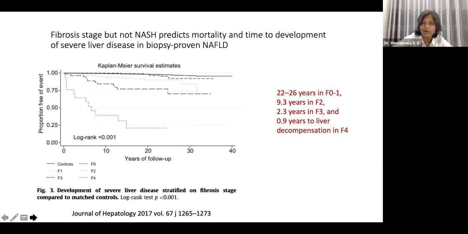In every etiology, and this one study was published for NASH, it is the fibrosis stage, not just the inflammation part, which predicts mortality. If you have F4 fibrosis, it takes only 1 year for you to decompensate, whereas if you are in F2 or F1, it will take 10 to 15 years to develop any liver-related event. So fibrosis is the most important pathology for liver disease.